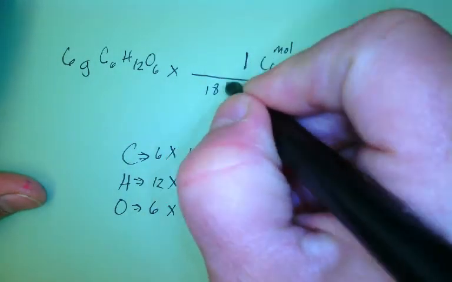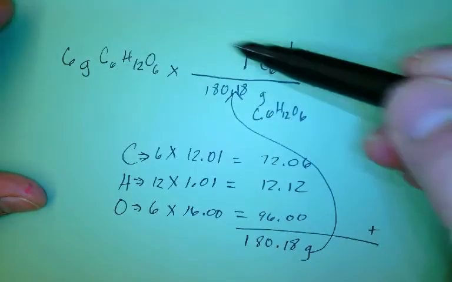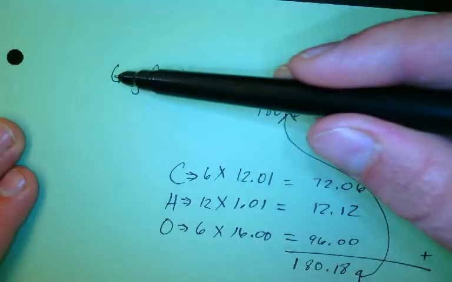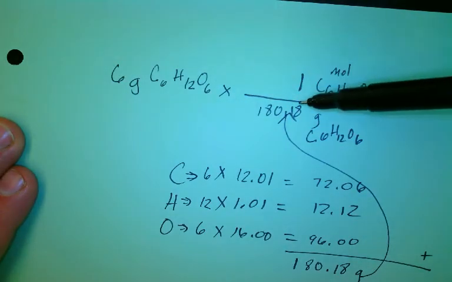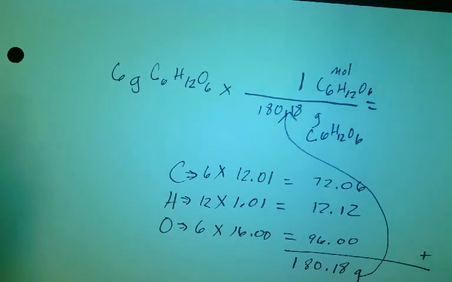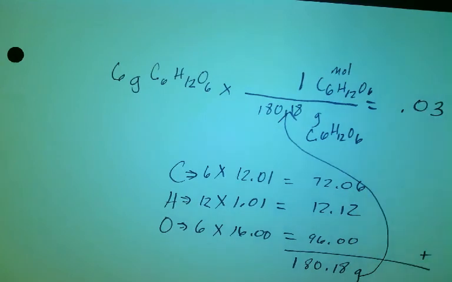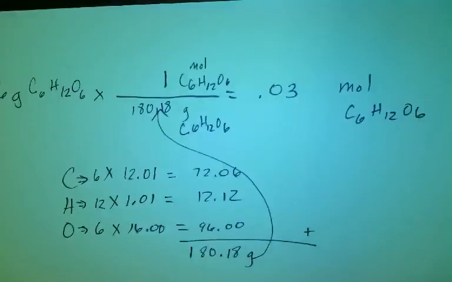I'm going to take that and put that up here. Then I need to do my math. So 6 times 1 divided by 180.18. What do you get? Help me out, people with calculators. Anybody have calculators out? 0.0333. Thank you. Do we have confirmation on that number? We don't know if it's right.